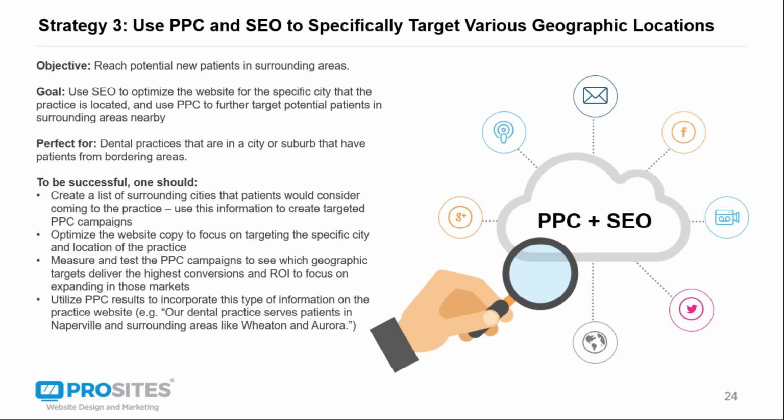And then also, strategy 3 is to use PPC and SEO to target specific locations. So the idea here is to reach potential new patients in surrounding areas that SEO makes it difficult to reach, right? So you can use SEO and optimize your website for the specific city that you are located, right? So then you don't actually have to spend your ad dollars there. So you rely on your SEO to do the work for you in your geographical location. And then by excluding that geographical location, you extend to other surrounding areas.